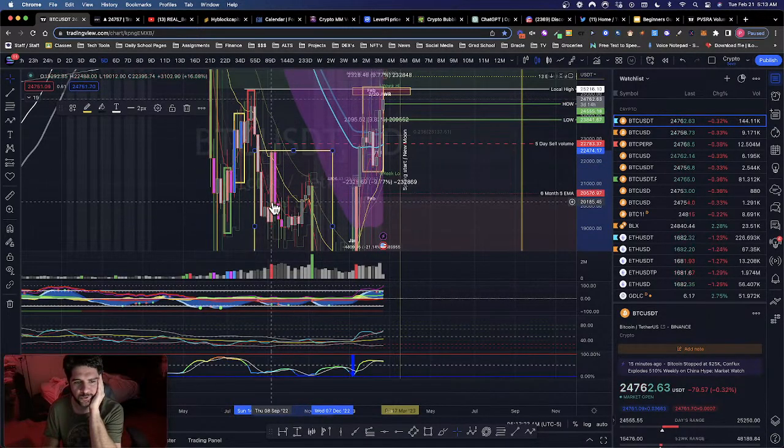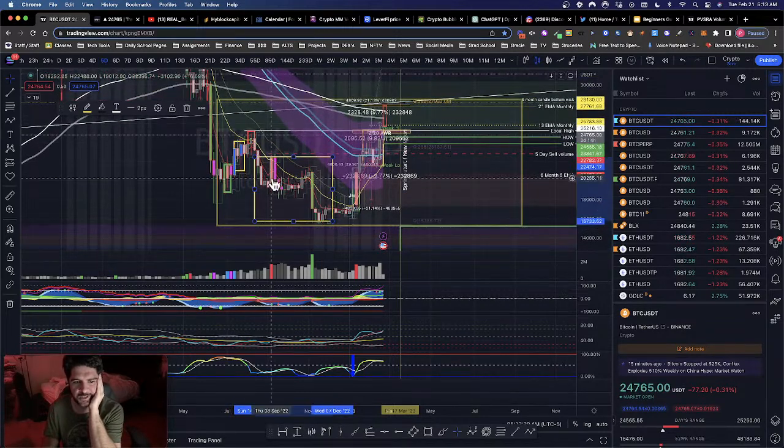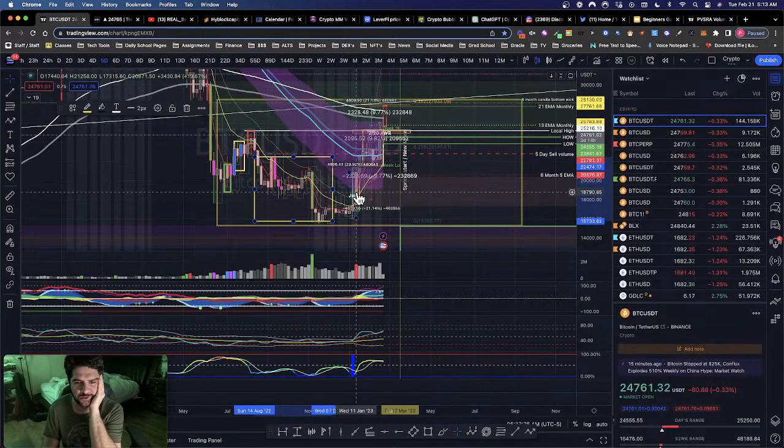Because they were short from here and then they longed. Cool, that's fine. But then they went short again on your 5-day. And we know what happened the last time they went short on the 5-day. They went short on the 5-day from here. They actually went short from lower. That's not a good sign. It's not a good sign at all.